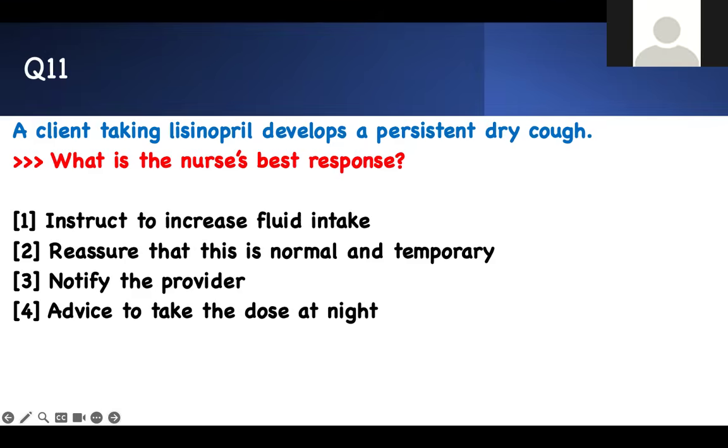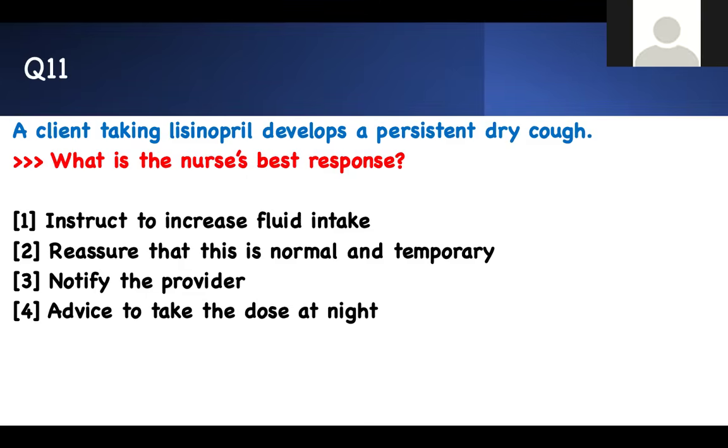A client taking Lisinopril developed a persistent cough. What is the next best action or response? Instruct to increase fluid intake. Reassure that this is normal and temporary. Notify the provider. Advise to take the dose at night. What do you think? You've seen Lisinopril multiple times. I can change it. I can put anything there, but it's a Pril. It's the ACE inhibitor. You know it causes angioedema, cough, electrolyte problem, and is teratogenic.